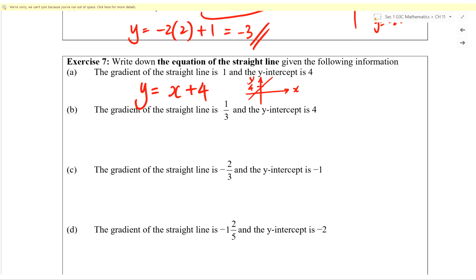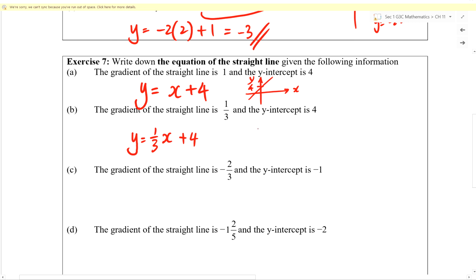Gradient of a straight line is 1/3, y-intercept is 4. So what is the equation? Y equals to x over 3, or you can say 1/3 x plus 4. Okay, either you write x over 3 or 1/3 x. For this particular topic, I would prefer to write it as 1/3 x, because I can compare very quickly and see, oh, 1/3 is the gradient. Rather than you write x over 3, then I have to mentally bring aside the over 3 to become 1/3.